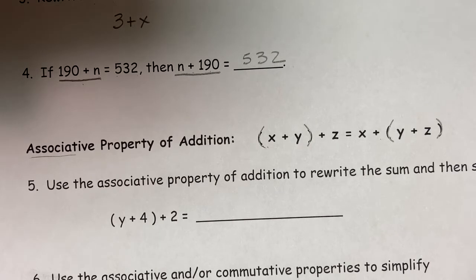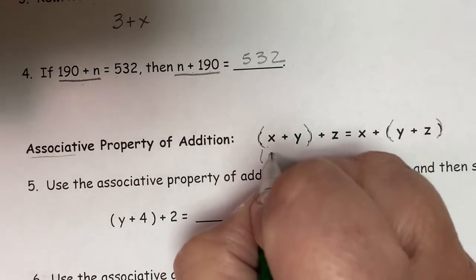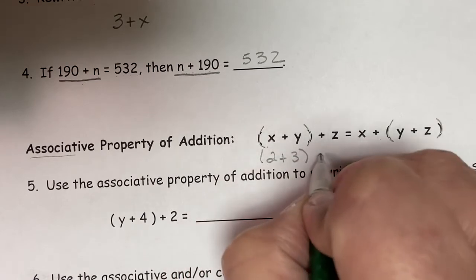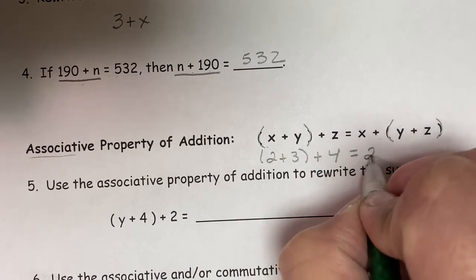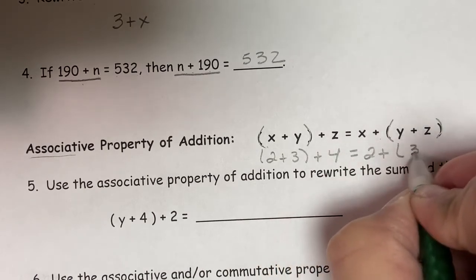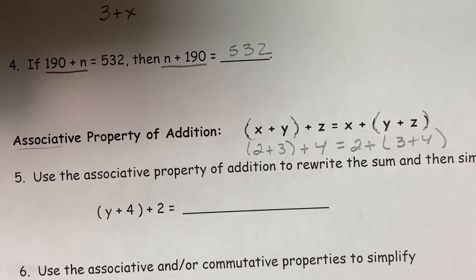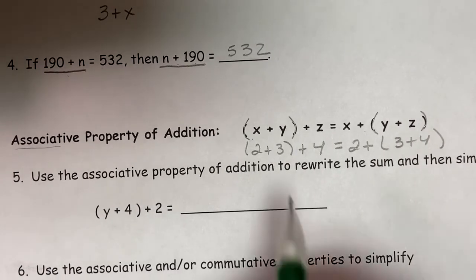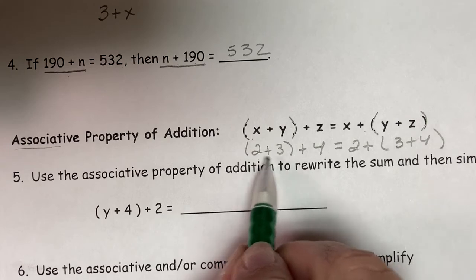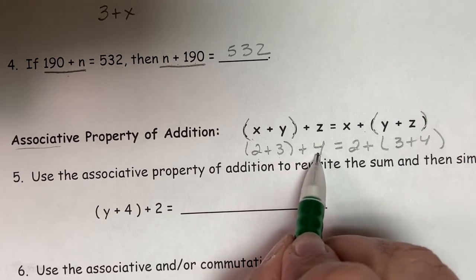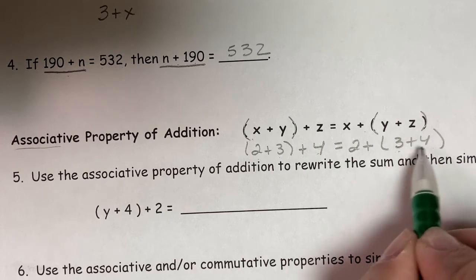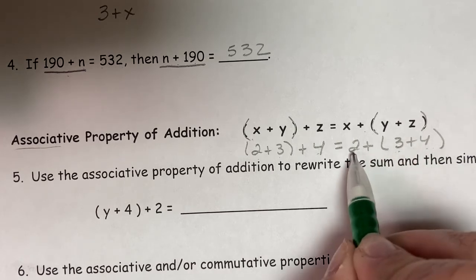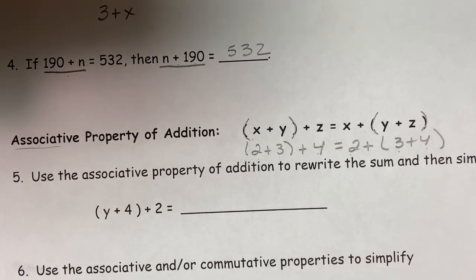If you wanted to throw in some numbers here, you could say that 2 plus 3 plus 4 is exactly the same as 2 plus, and let's regroup, 3 plus 4. And hopefully you can see that if I were to add these first, 2 plus 3, that's 5. Add 4, I would get 9. If I went to the right-hand side and if I added 3 plus 4 first, that's going to give me 7. And then when I add the 2, I'm still going to get 9. So it really doesn't matter how they're grouped.